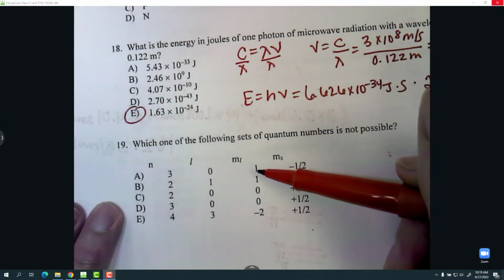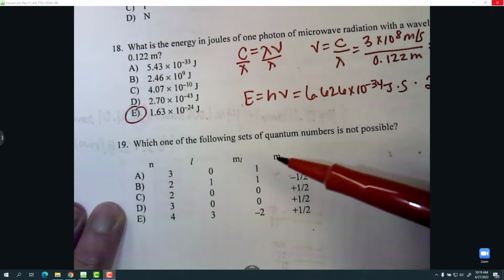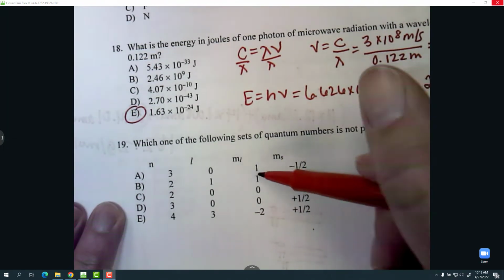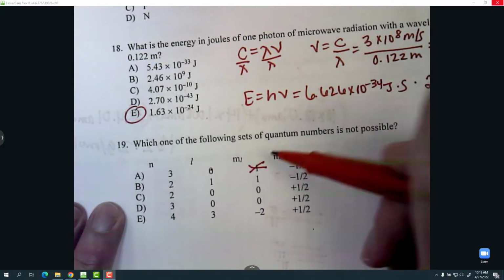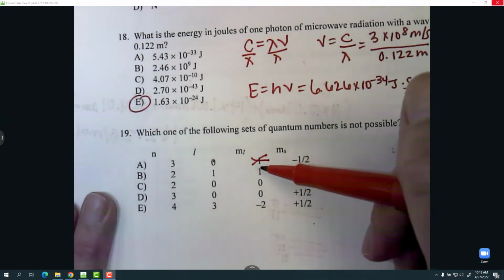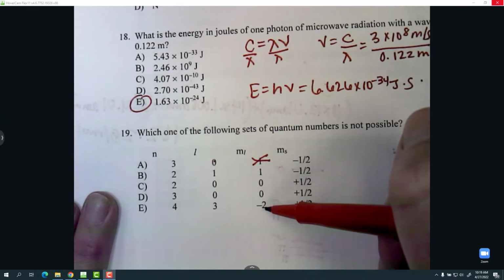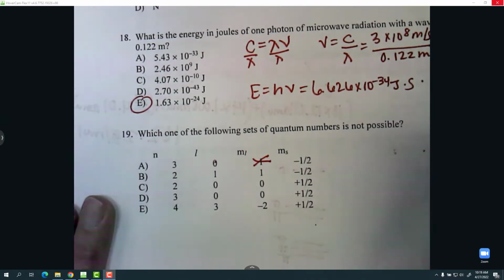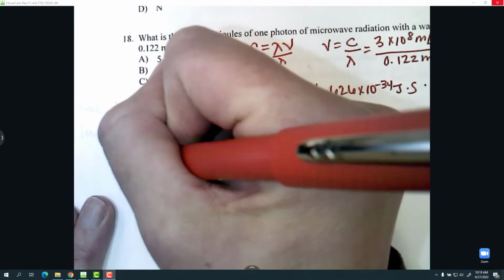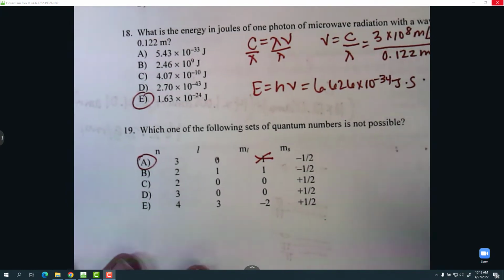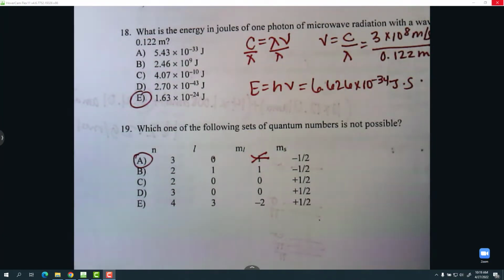The m sub l's can be anywhere from plus L to minus L. So here, if it's 0, it needs to be 0, so that looks like the problem. That one's fine, fine, fine. That one's fine, and then these all have to be plus or minus a half. So those are fine as well. So it's just that one right there.